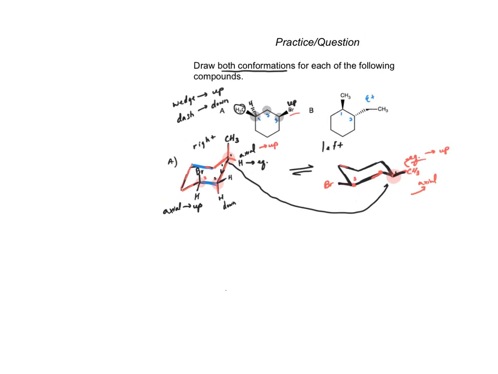Okay, so then we move on to B. So B, we've got carbon 1, carbon 2. This guy is up, but now our ethyl is going to be in the down position. So again, I'm going to go ahead and draw my right-hand ring first. Draw down, down, down, down. I'm going to define this guy as carbon 1.